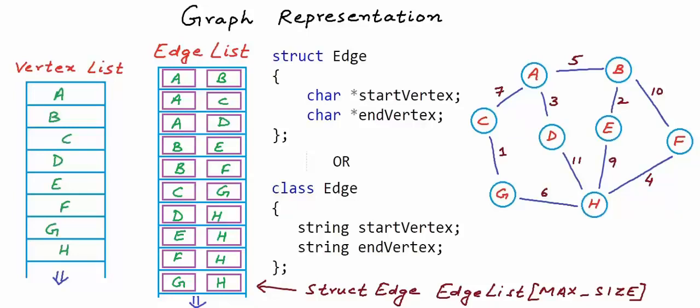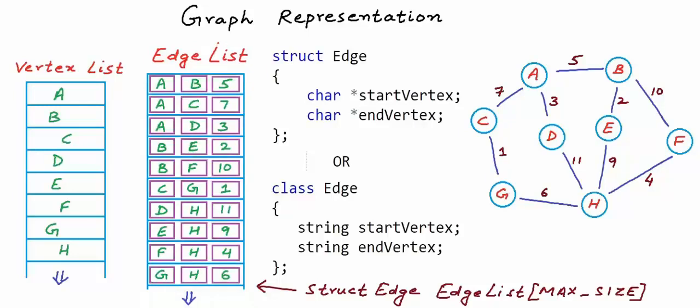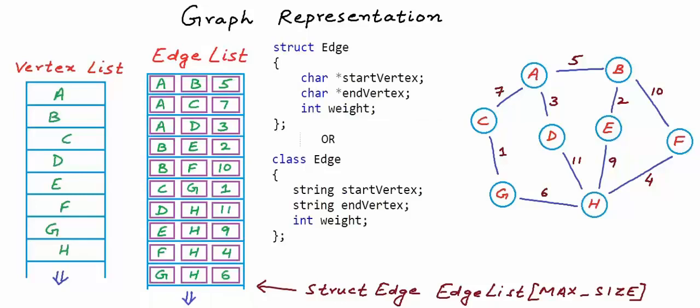Now how do you think we should store this data, the weight of edges? Well, if the graph is weighted, we can have one more field in the edge object to store the weight. Now an entry in my edge list has 3 fields. One to store the start vertex, one to store the end vertex, and one more to store the weight. So this is one possible way of storing a graph.